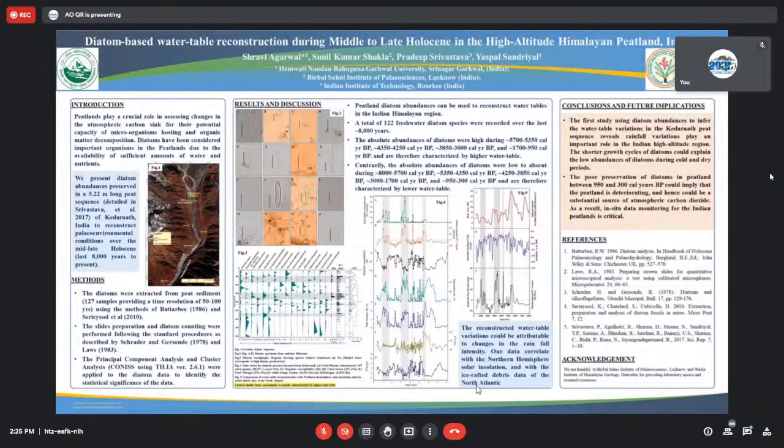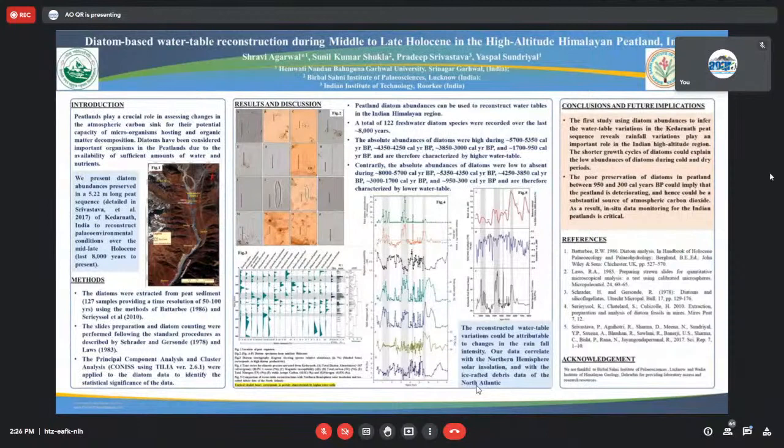For the methodology, the diatoms were extracted from the peat sediment samples, a total of 127 samples, providing a time resolution of around 50 to 100 years, using standard methods of slide preparation and diatom counting. Principal component analysis and cluster analysis were applied to the diatom data to identify the statistical significance of the data. Our results show that peatland diatoms can be used to reconstruct water tables in the Indian Himalayan regions.